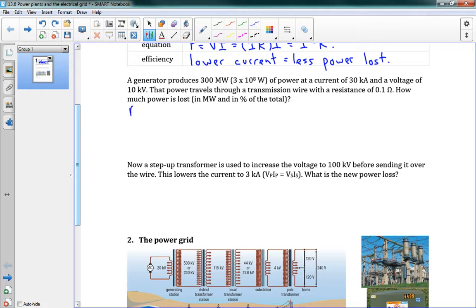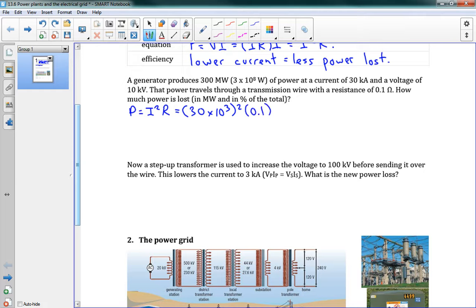So first, our equation P equals I squared R. Well, for I squared, here we've got 30 kiloamps. Kiloamps is 10 to the 3 amps, and I'm going to square that. And again, I want to point out this is the most common thing that people forget when they're doing these problems. They forget to square the current. So P equals I squared R.